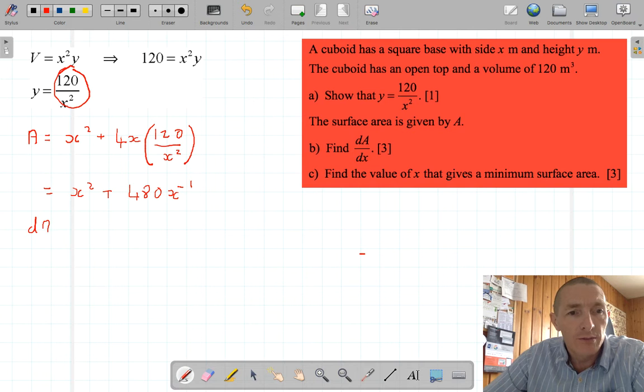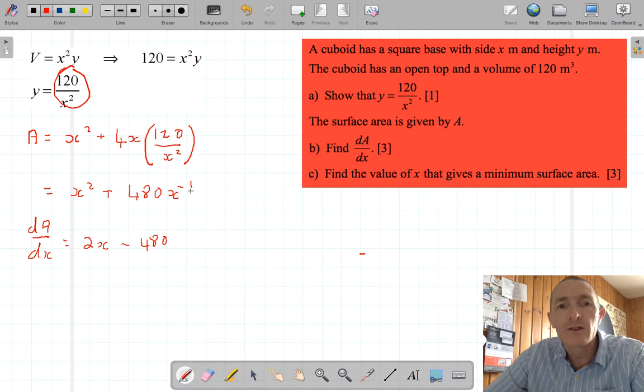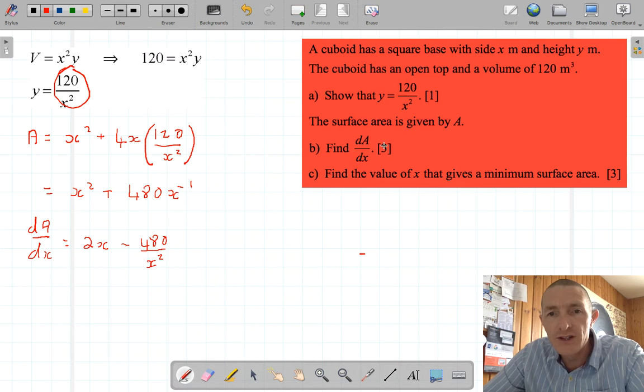So now I'm ready to do my dA by dx. So when you differentiate, you take 1 from the power and you multiply the old power by the coefficient in front. So that becomes 2x. This becomes minus 480 x to the minus 2. And the minus 2 will drop it down onto the bottom like that. So all of that for the 3, I think it's actually worth 5 marks here.